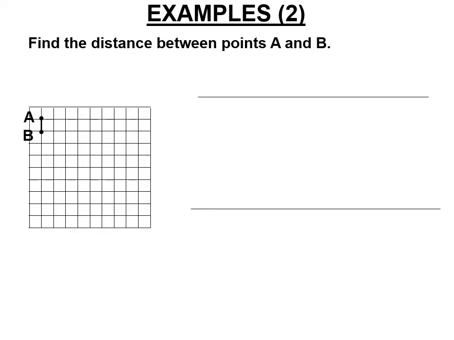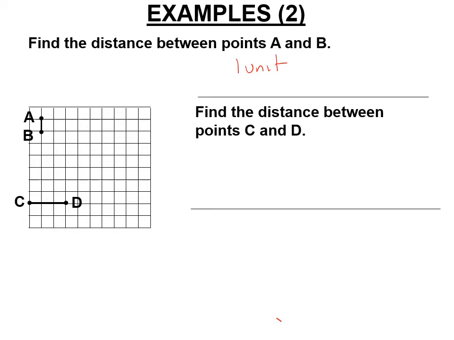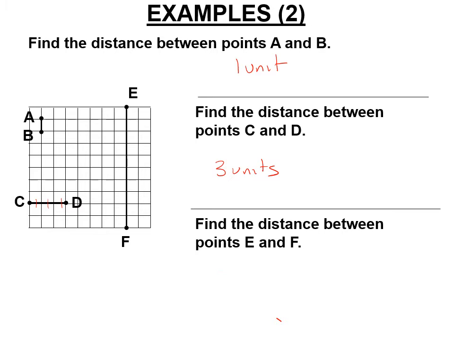Okay, so find the distance between points A and B. Between them is 1 unit. It's 1 box or 1 unit from A to B, or B to A, either direction. Find the distance between C and D. That's 1, 2, 3 units. Now find the distance between E and F. Well, let's count them: 1, 2, 3, 4, 5, 6, 7, 8, 9, 10. 10 units. So this was a 10 by 10 grid. That's easy enough.